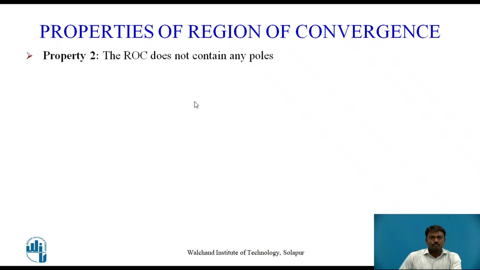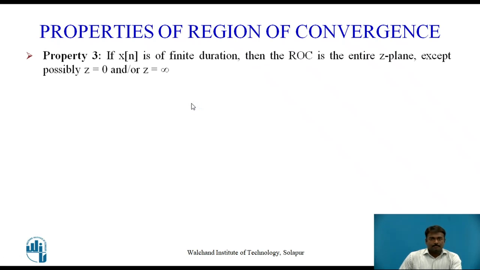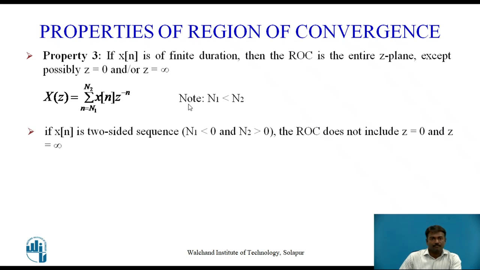Property 2 states that the ROC does not contain any poles. Property 3 states that if x(n) is of finite duration, then the ROC is the entire z plane except possibly z equal to 0 and/or z equal to infinity. X(z) is equal to summation n equal to n1 up to n2 of x(n) z to the power minus n, and we should note that n1 is always less than n2 here.